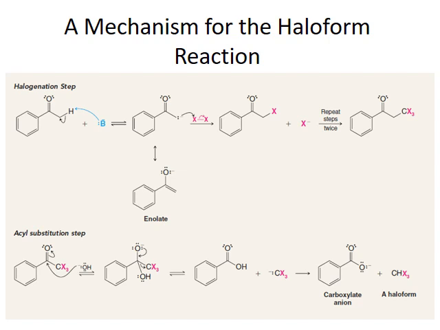Carbanion here is formed. This is a rare case, where the carbanion acts as leaving group, but here the carbanion is stabilized by three halogens. Therefore, it can be formed easily. The last step is an acid-base reaction between the carboxylic acid and the carbanion to form the carboxylate and the haloform.